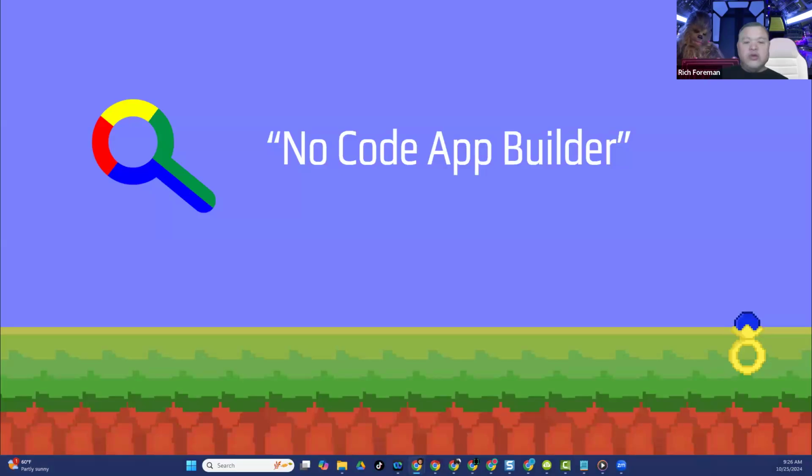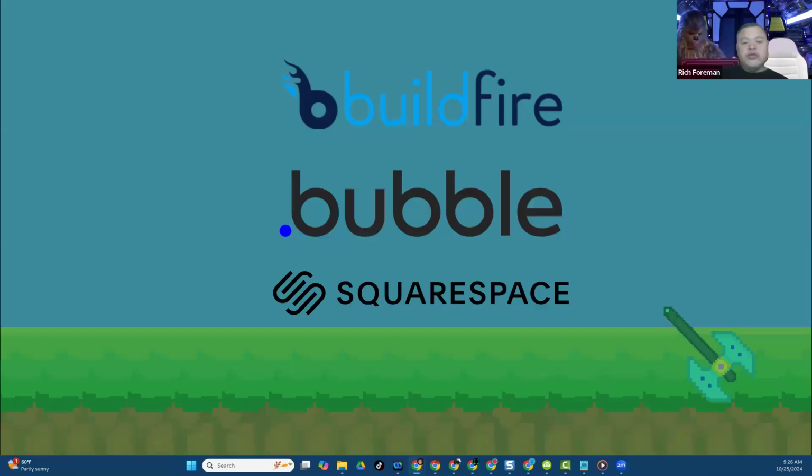So if this is a method you want to try, you could Google no code app builder. And I personally use a platform called BuildFire. I have some friends that have used a platform called Bubble. And if your MVP is just essentially a website, I actually recommend Squarespace. I use Squarespace quite a bit.